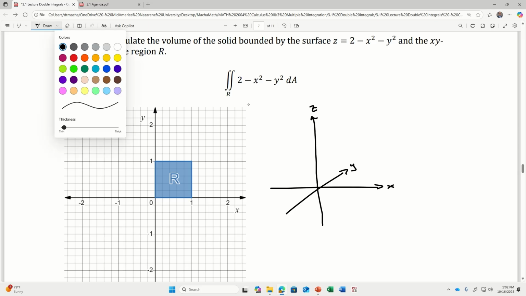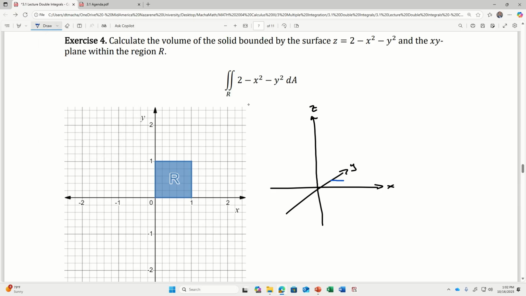Here's my XYZ space. Here is my region R in the XY plane. So now I've got some paraboloid that starts at 2 and goes like this. But it's a three-dimensional thing. This is a surface. And so the solid I'm talking about has flat sides and a rounded top that matches the surface of the paraboloid. A flat square base. Anyways, that's the volume we're finding.